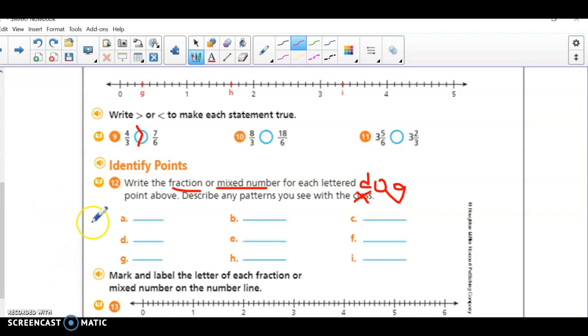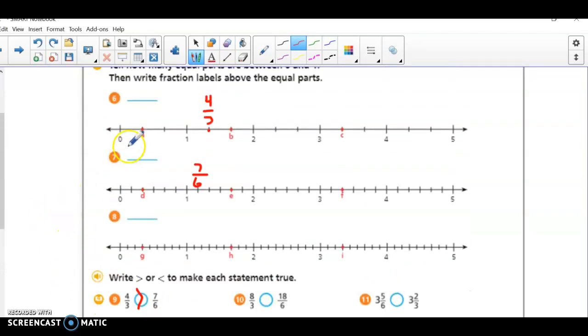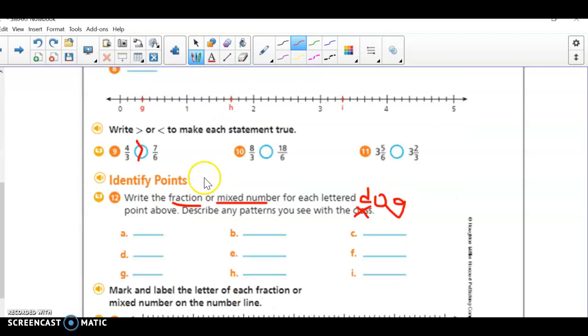Okay, let's find A right here. A is in thirds, we know that. And so we are 1/3 away. And so you can label it right above it if you want, and then you could label below it as well, or you can label down on the line.